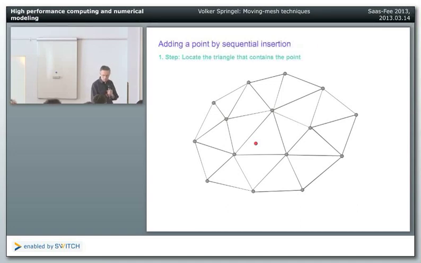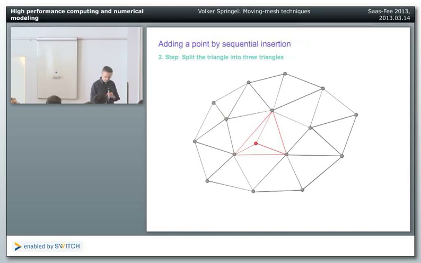So here's what we do. We need to find in which triangle the point falls. You can do this by simply quickly walking through the triangulation. This is really quick, and by pre-ordering the points, this operation is very quick. It's also very local. Then you split the triangle like this. Now you have a new triangulation.